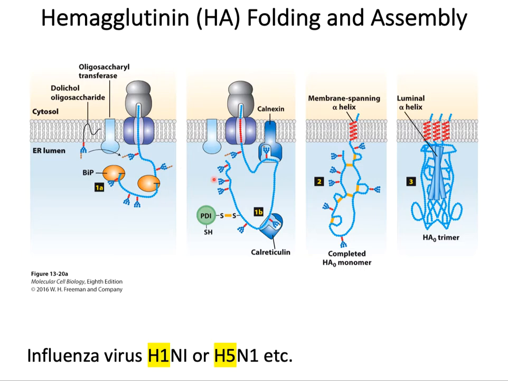Now, without going into much detail, you can appreciate how ER resident chaperone proteins like BiP, PDI, and glycosyltransferases modify this protein to fold properly. The carbohydrate-binding lectin proteins, on the other hand, prevent the premature folding of the protein. And finally, the hemagglutinin is assembled into the trimeric form, as you can see in the picture. So this is an overview of the folding of a complex protein.